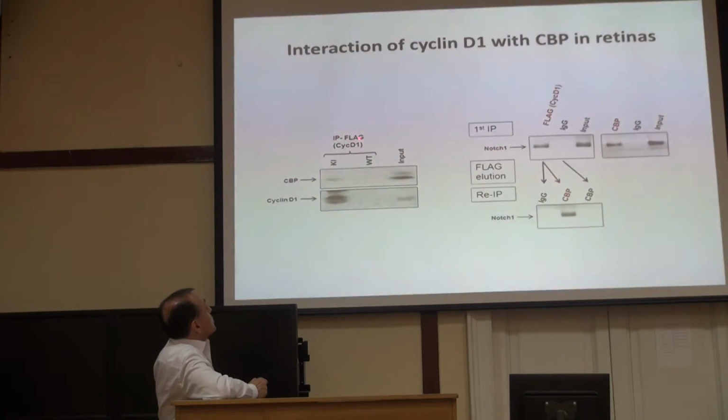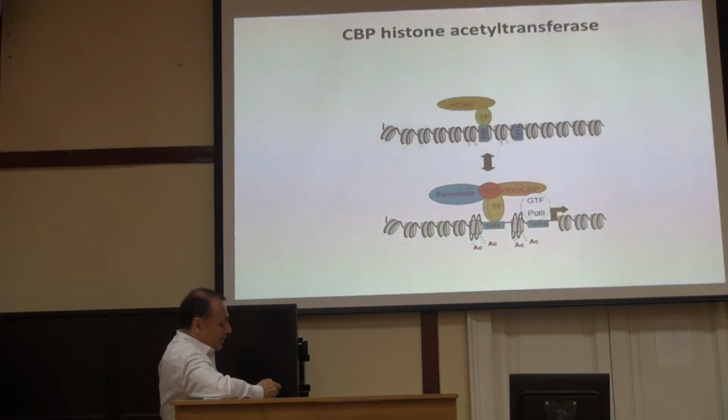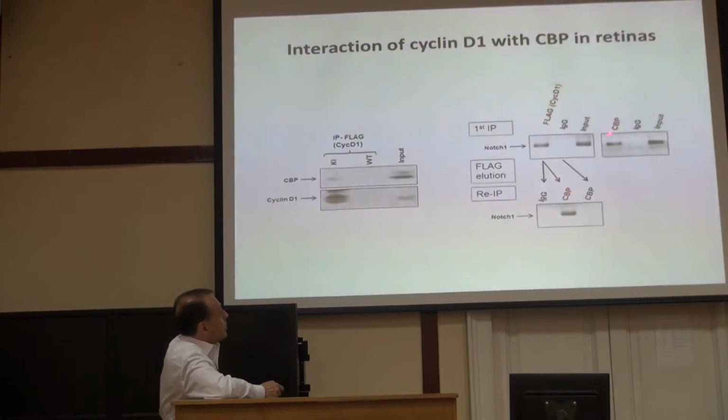Here we can immunoprecipitate cyclin D1 and then Western blot for CBP, and we can see the complex. So in the retinas, cyclin D1 is binding CBP. Of course, it doesn't mean that cyclin D1 and CBP are sitting on the Notch promoter. So now let's check this. What we'll do, we'll immunoprecipitate cyclin D1 and PCR this promoter. And then if cyclin D1 is sitting there, then we should have enrichment. And that's the answer here. We immunoprecipitate cyclin D1, PCR the Notch promoter, and we see that it's sitting there.